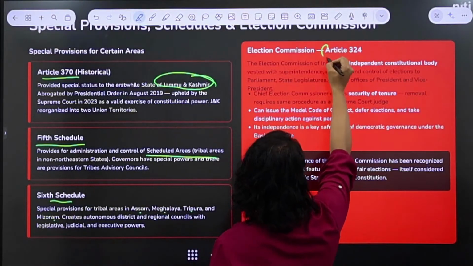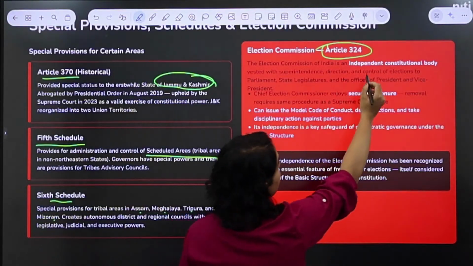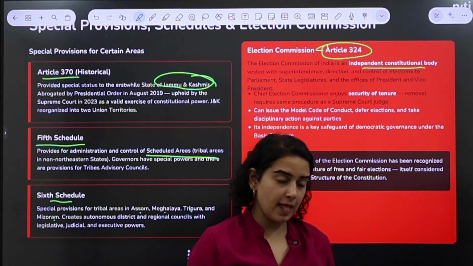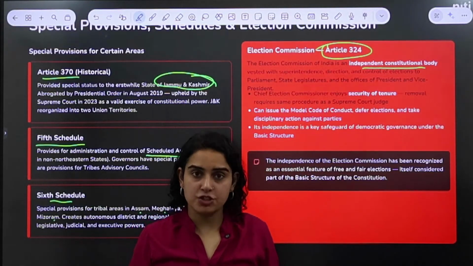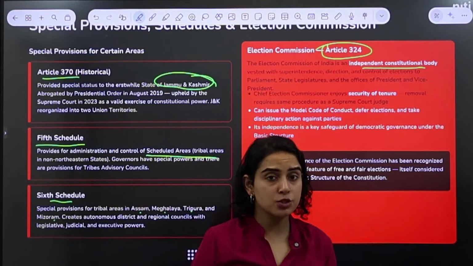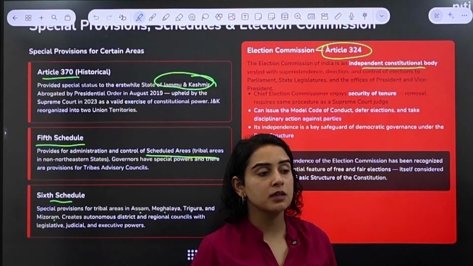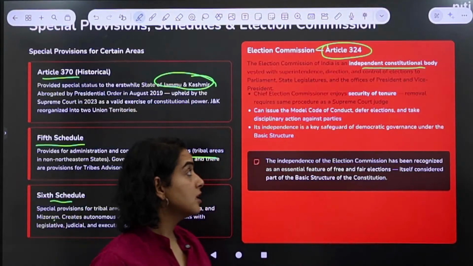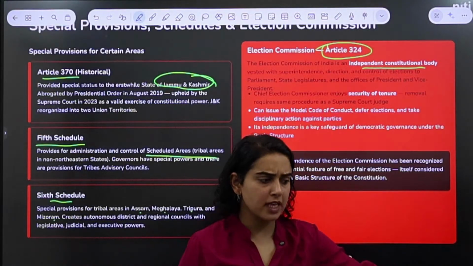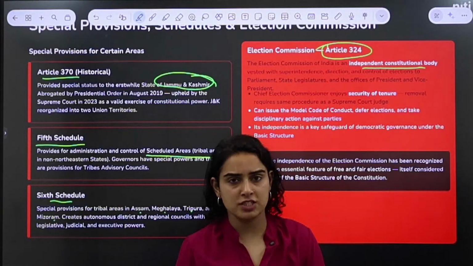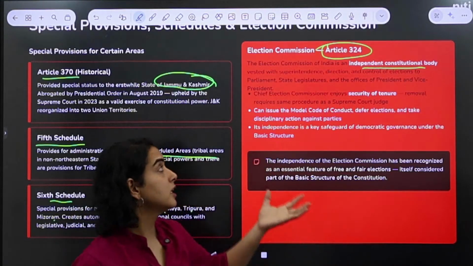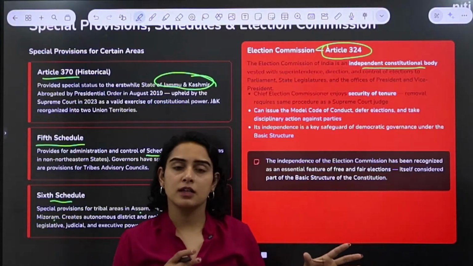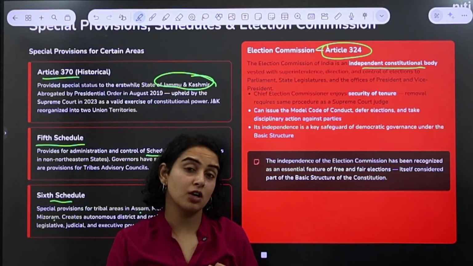Election Commission is discussed under Article 324. It is an independent constitutional body, right? It is not something which any government body is managing or can control. It is independent, and it's their job to make sure that there are free and fair elections happening in the country. It's their responsibility for Lok Sabha elections, for Vidhan Sabha elections, any sort of elections that happen in the country. It's going to be the responsibility of the Election Commission of India, and they're independent. They do not have to be influenced by the government. They do not have any pressure or control of the government.